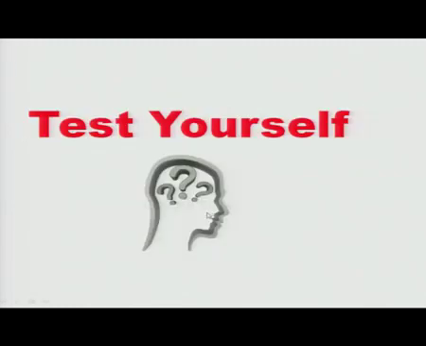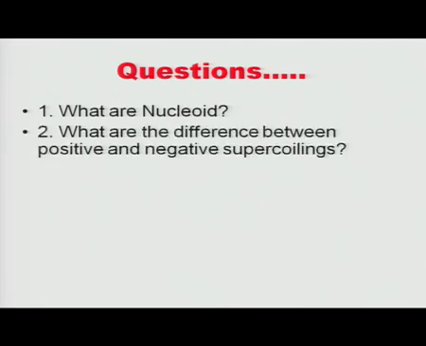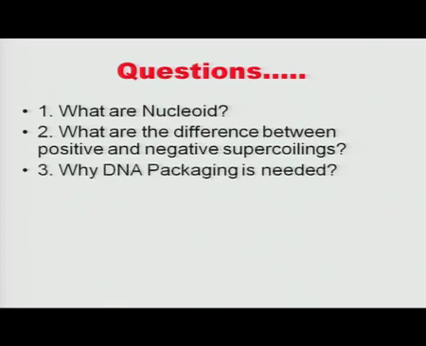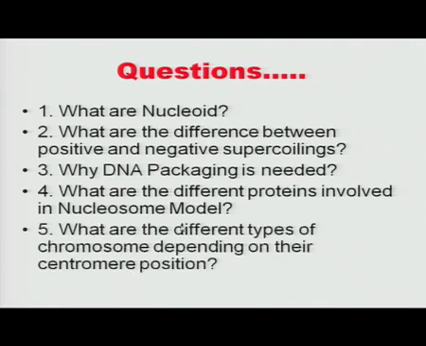Now, you need to test yourself, answer all these questions. What are nucleoids? What are the differences between positive and negative supercoilings? Why is DNA packaging needed? What are the different proteins involved in the nucleosome model? And what are the different types of chromosome depending on the centromere position?